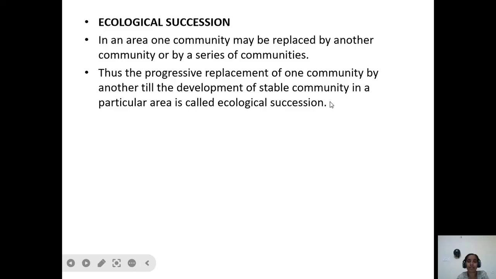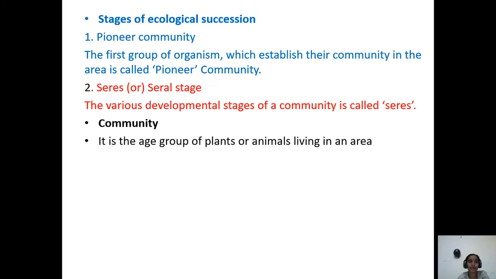Okay, and the next topic is ecological succession. Ecological succession means one community changes to another community as time goes on. That means an unstable community changes to a stable community. A number of stages are there between the unstable community and the final stage, that is the stable community. The stages between unstable and stable are called seral stages, or sere. So these are the stages of ecological succession.